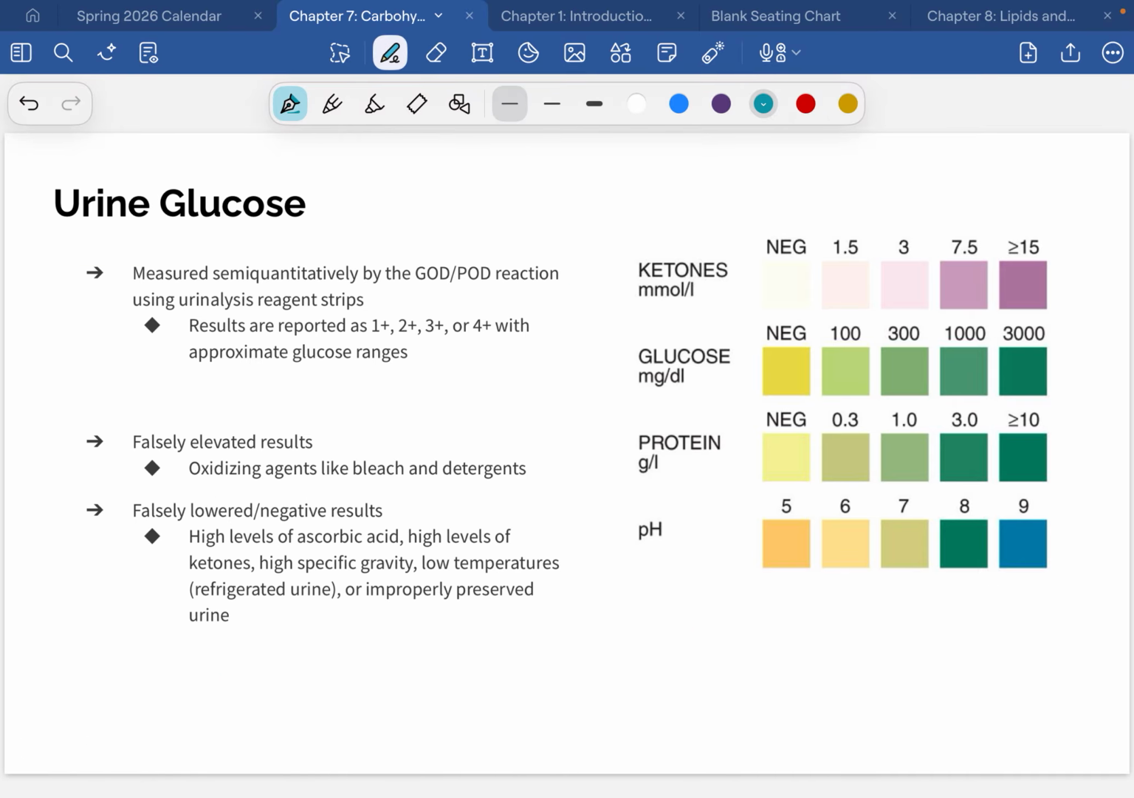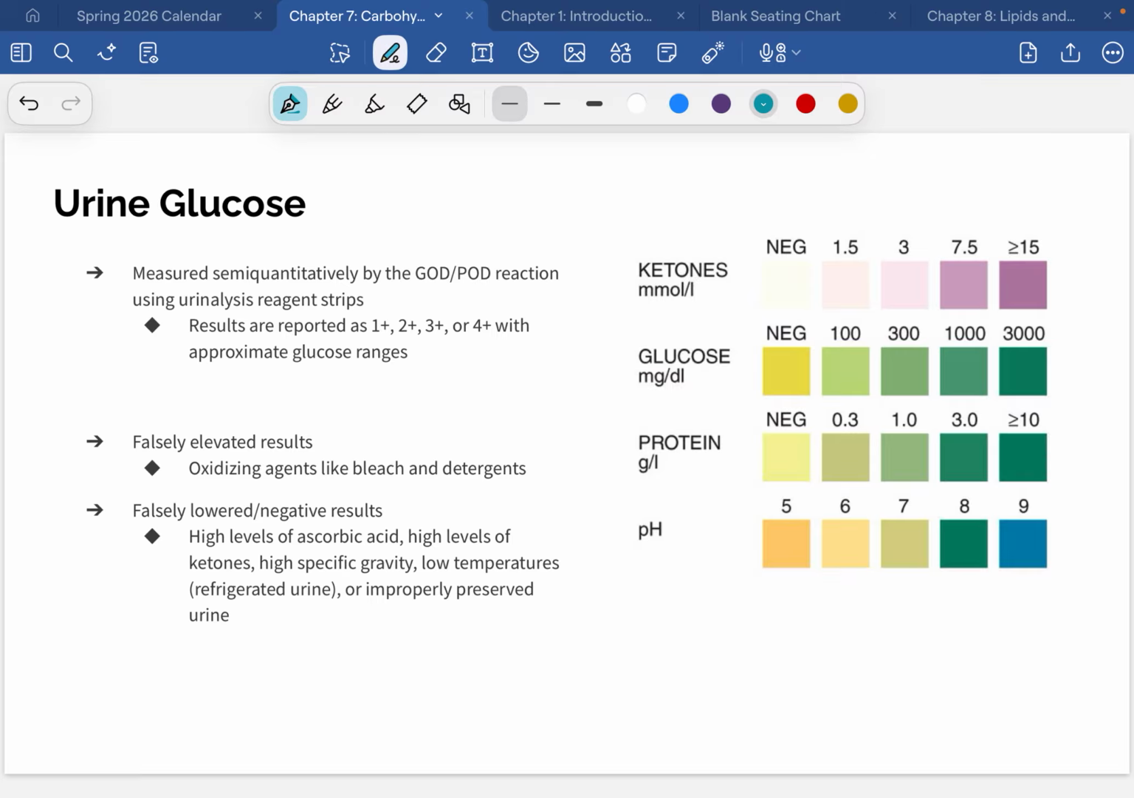Something that can be really useful when we're testing for diabetes is something called urine glucose. This is the amount of glucose within the urine. Like I said before, glucose in the urine is not normal, and so testing for it can be helpful in diagnosis of certain types of diabetes. Urine glucose is measured semi-quantitatively in urine, which means that there's not an actual number.